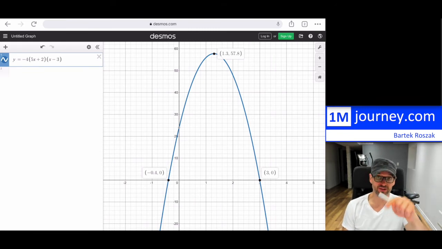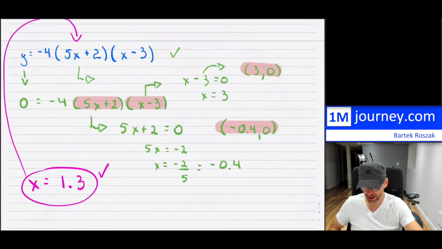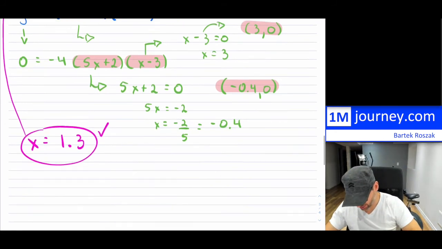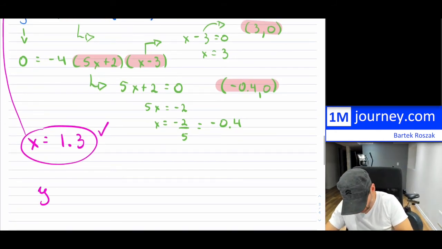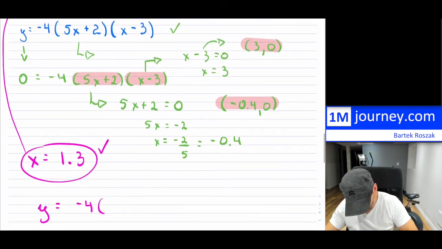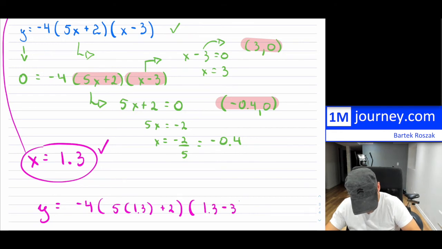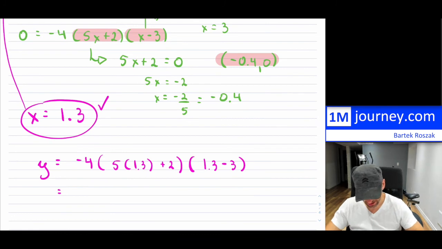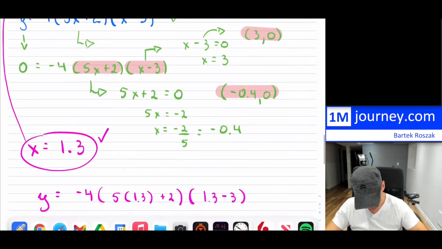But we graphed this, right? What we want to be able to do is not take it from a graph. We want to be able to take it right from the equation. So I'm going to say, okay, what is y when x is 1.3? This is 5 times 1.3 plus 2. So I'm substituting it back into here. This is 1.3 minus 3. Now I have to work this whole thing out. Let me take out the calculator here.